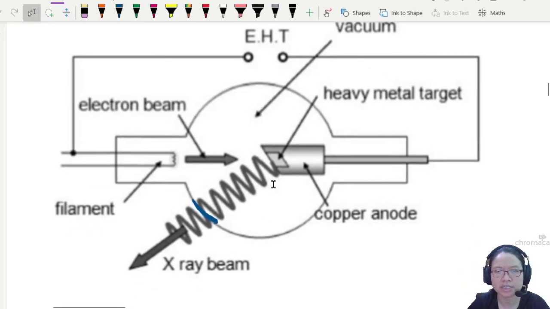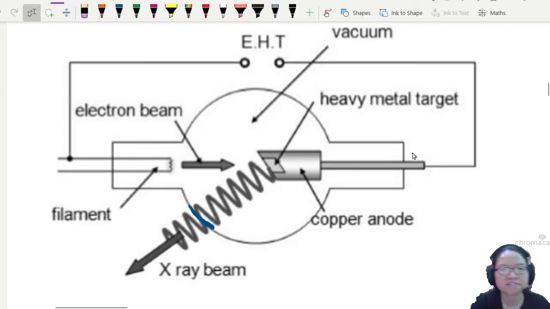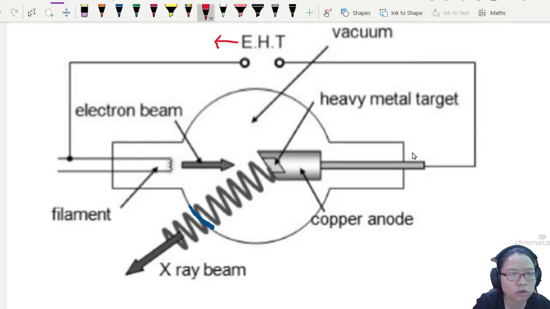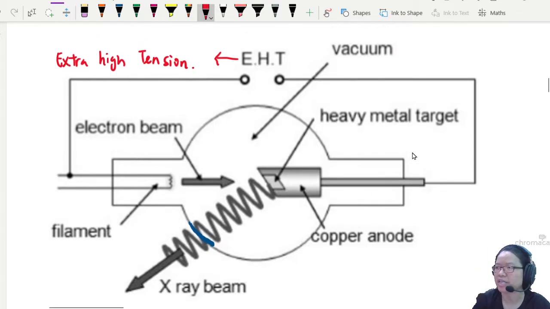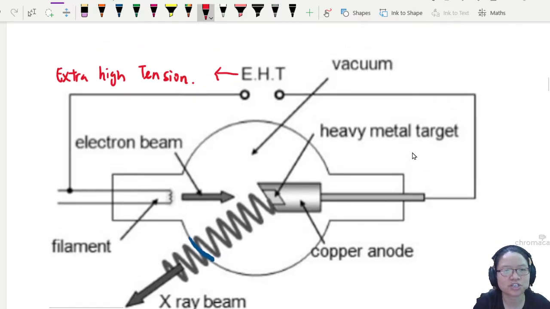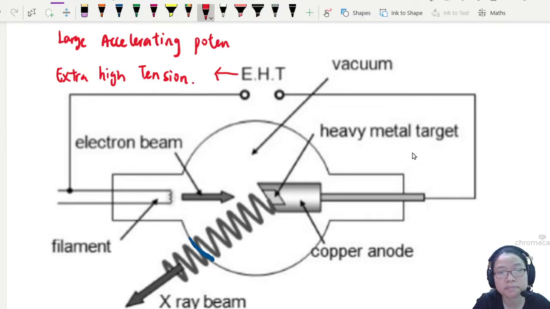So here you can see this is the electron tube. Okay, let's label some stuff. This EHT is probably what you're feeling right now since you are quite close to your trials. It's called extra high tension, but actually it is extra high voltage. So it is a large accelerating potential. To accelerate what? You want to bombard something, right? So it needs to be high speed. I'll just call this V.